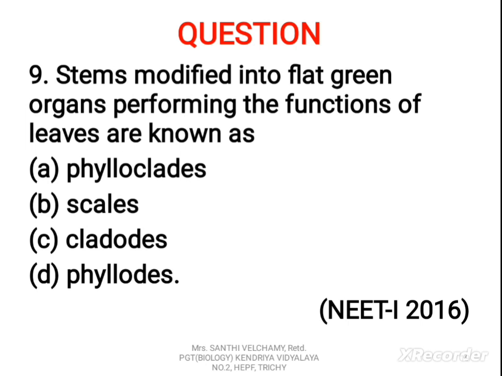Stems modified into flat green organs performing the functions of leaves are known as A. Phylloclades, B. Scales, C. Cladodes, D. Phyllodes. The correct answer is A. Phylloclades. So phylloclades are flattened green stems which have taken over the function of photosynthesis, while cladodes are only the branches of stem that are modified to take over the functions of leaves. So B is the correct answer.